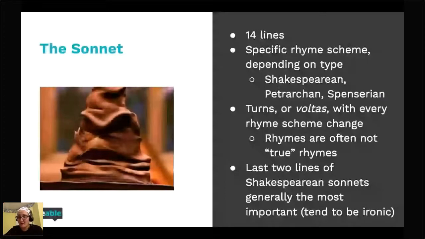The key here to know is the volta, or a turn. This is why I like sonnets, because again, they're short, but also because if you notice a rhyme scheme changes, which it does in the sonnet, that means that the idea or the tone is also shifting. So this is a way that you use rhyme and rhythm, and mostly rhyme here, to show a shift in meaning in the volta. So wherever you see a rhyme scheme change, then you see an idea change.